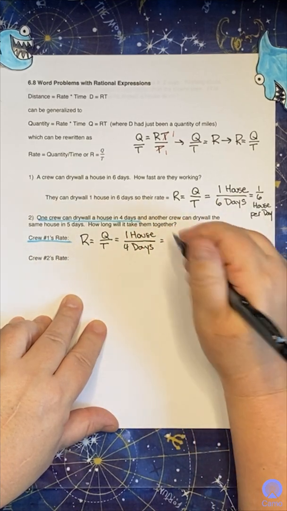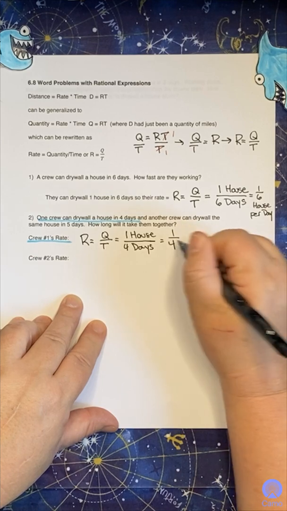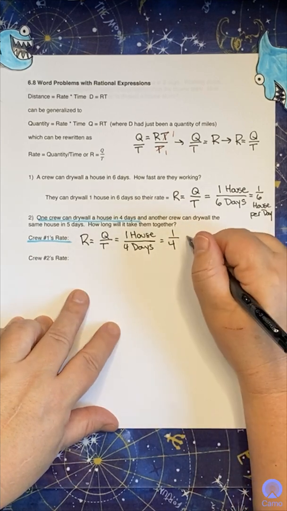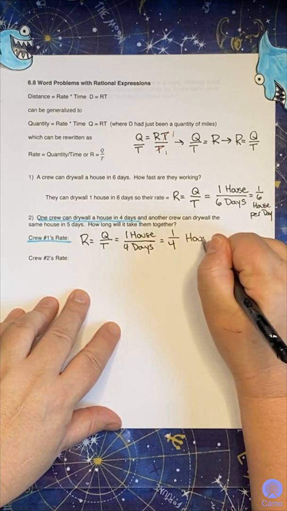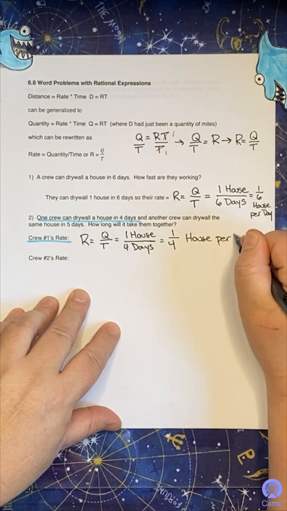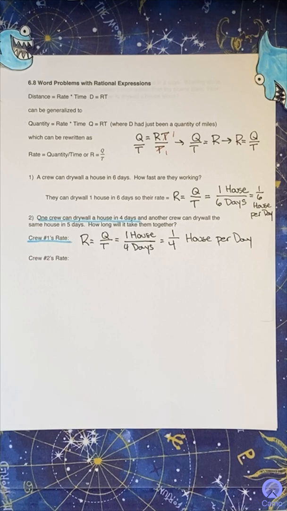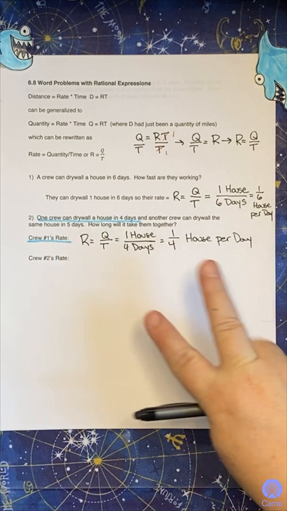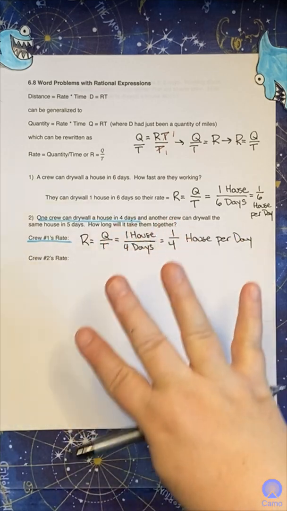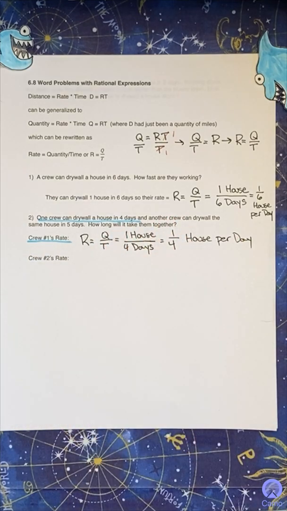Just like up here, except I got smushy. 1/4, I pull the fraction out, and then I write "of a house per day." So basically, they get 1/4 of a house done every day. So after 4 days, so 2 days is 2/4, 3/4, 4/4, the whole house is done in 4 days.